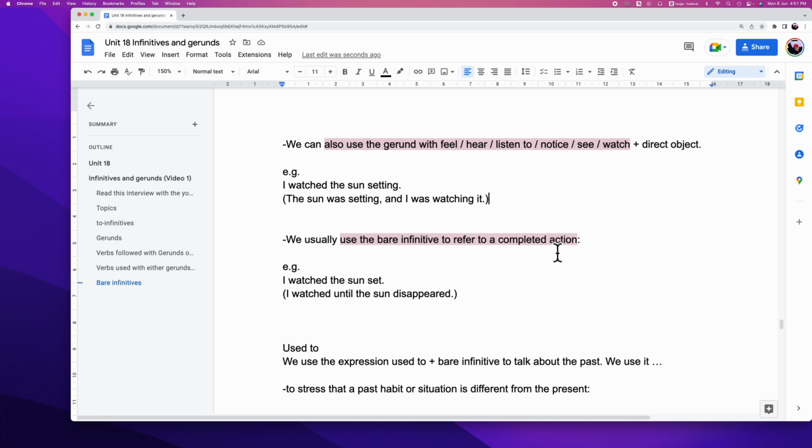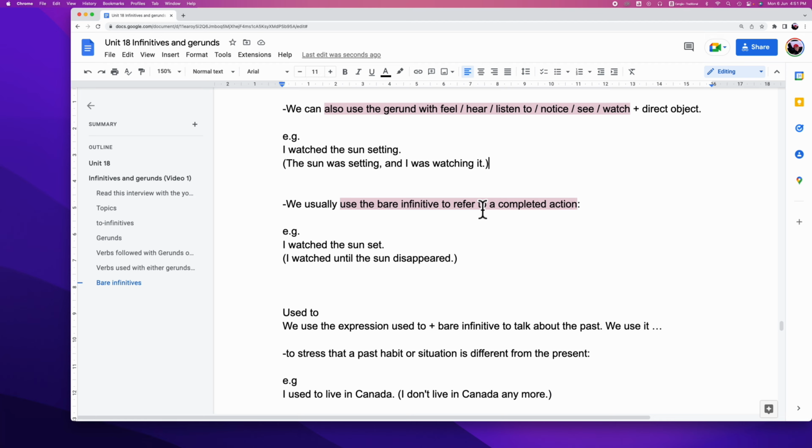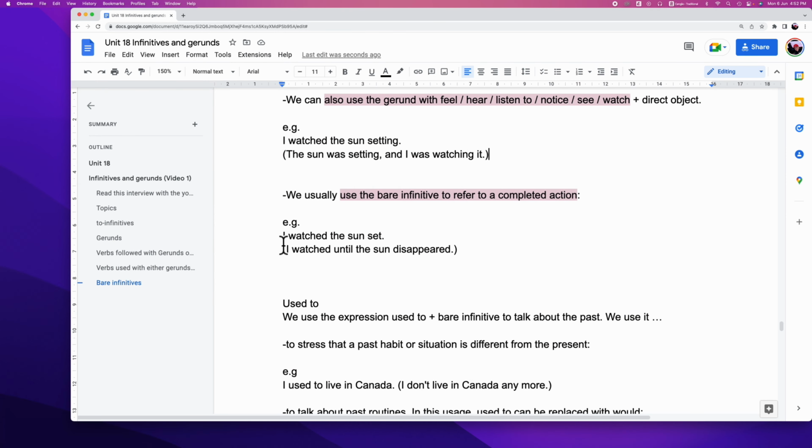And also, the six senses could also follow a gerund after a direct object. Let's take a look at this example. I watched the sun setting. I watched what? Sun setting. The sun was setting. I was watching it. We could also use a bare infinitive to refer to a complete action. Let's take a look. Example, I watched the sun set. I watched until the sun disappeared. That's the meaning.